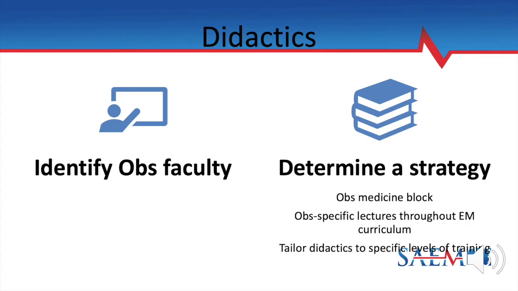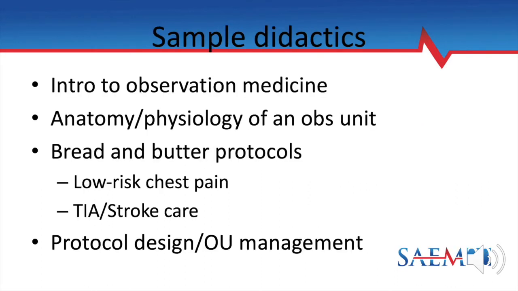An example of that would be introducing concepts of low risk chest pain and stress testing in your cardiac module, or introducing concepts of TIA and small stroke workup in your neurology section, where you would have a bigger talk or lecture on low risk chest pain and then talk about use of the OBS unit within that, as opposed to a dedicated OBS unit lecture. Here's a list of some sample didactics. This obviously is not exhaustive. There's more that are listed in the appendix of the AEM article, which I mentioned earlier on.